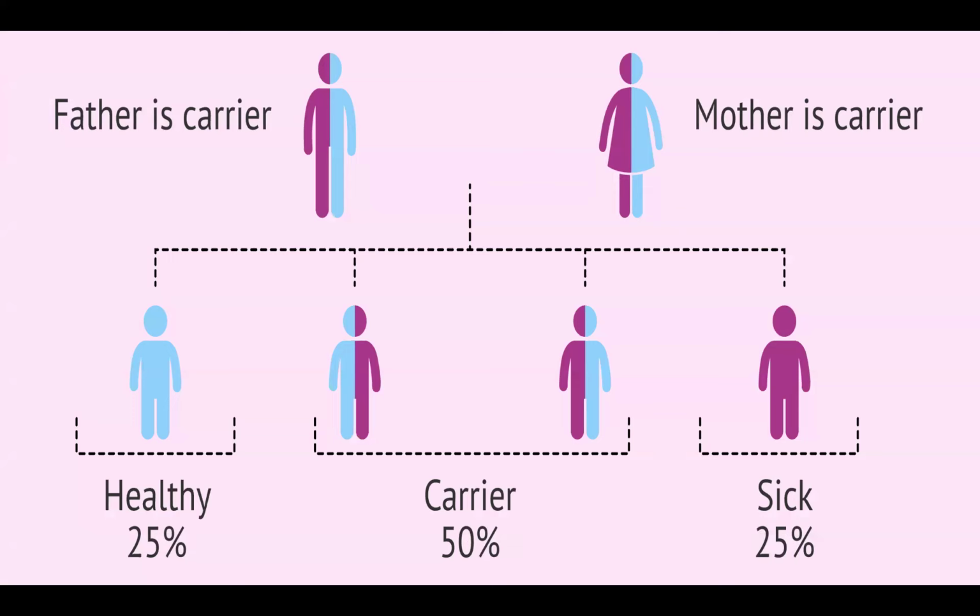As we have seen before, if both parents are carriers, we will have 25% healthy, 50% carrier, and 25% sick.